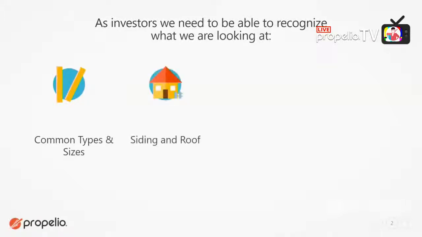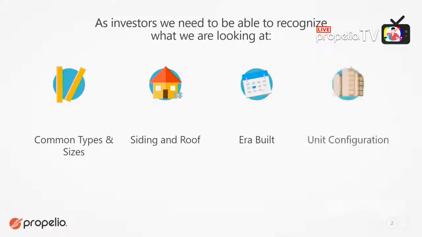Hey everybody, this is Daniel here with Propelio, and we're back here for the rest of the mobile home courses. One of the big pieces of being a mobile home investor is being able to drive through a mobile home park and quickly identify what types of homes you're looking at. So in today's class, we're going to be looking at common types and sizes of homes, the siding and roofing materials, as well as the year built. There are big differences between homes from the 50s, 60s, 70s, all the way up into the 2000s. Massive differences between those. We'll be talking about those as well, and we'll be going through some of the typical unit configurations that we will see in these homes. So that's what we'll be talking about here in today's class.